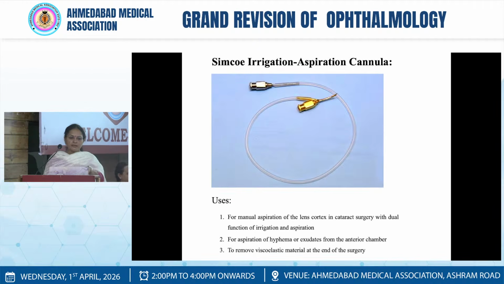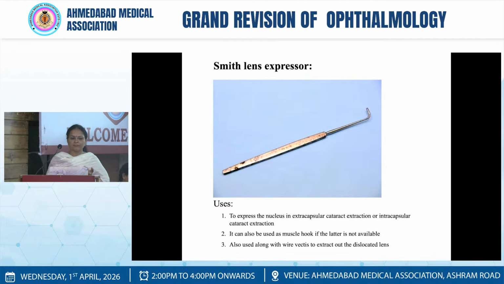Then it is an irrigation aspiration cannula used in extracapsular cataract surgery like SICS. This is just manual aspiration of the lens cortex. Suppose there is a hyphema, then also you can aspirate it. Anything in the anterior chamber you can aspirate with the IA cannula. And third use is in the surgery you can use it to remove the viscoelastic substances.